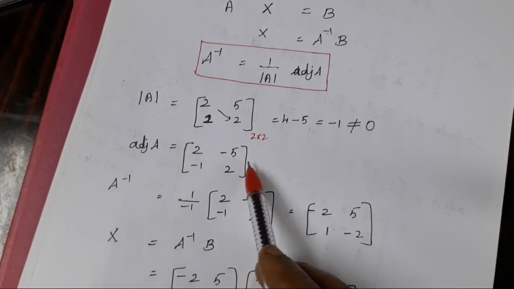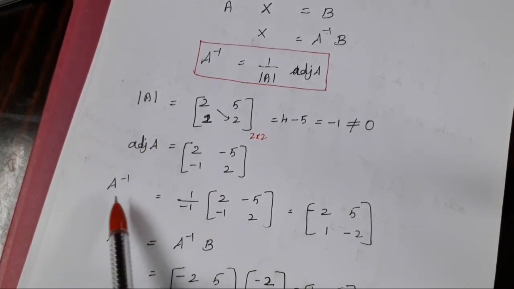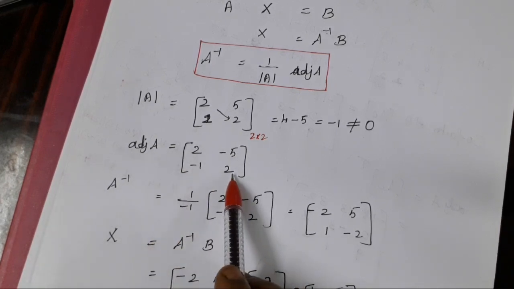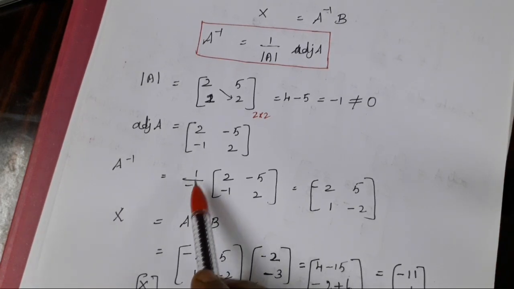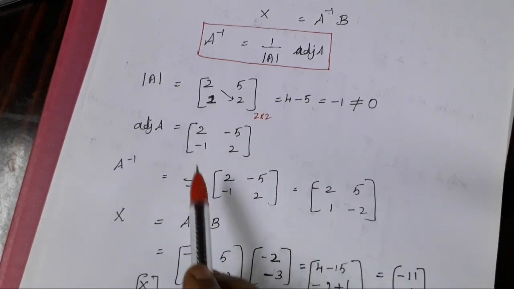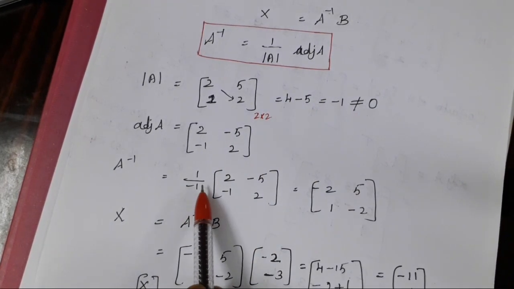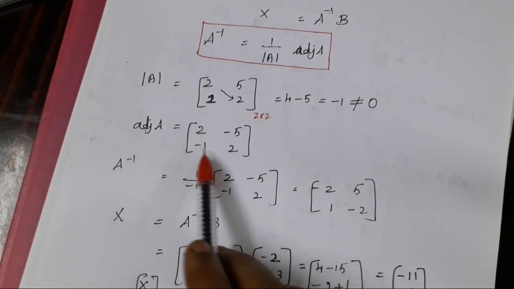So the adjoint of A is now 2, minus 5, minus 1, 2. Next, A inverse. What is the formula for A inverse? 1 by determinant of A into adjoint of A. What is your determinant of A? Minus 1. What is your adjoint of A? Just now we found it: 2, minus 5, minus 1, 2.